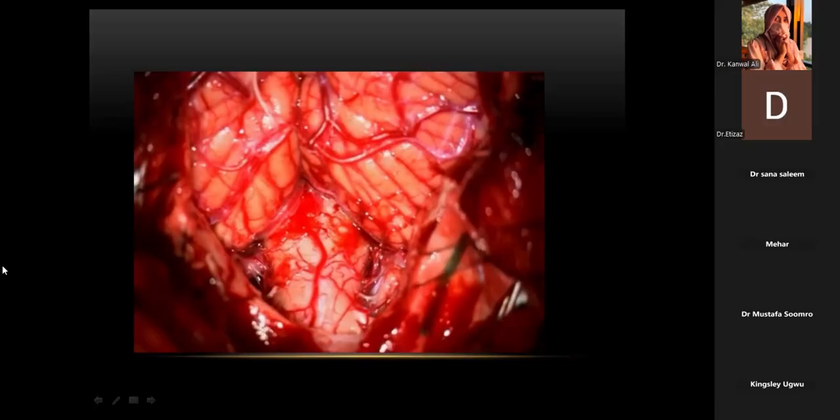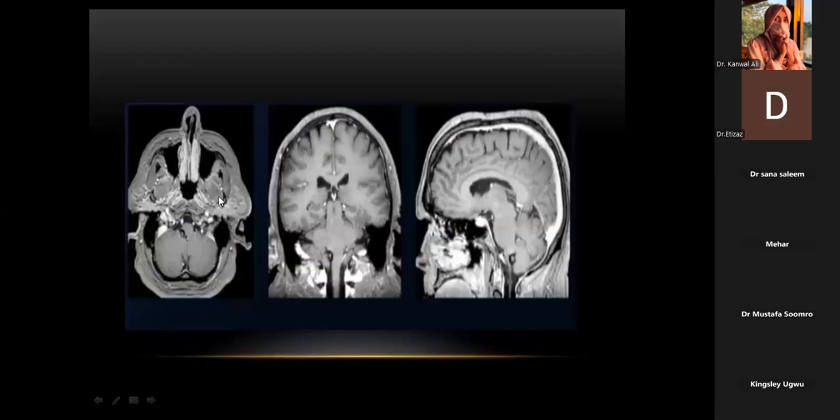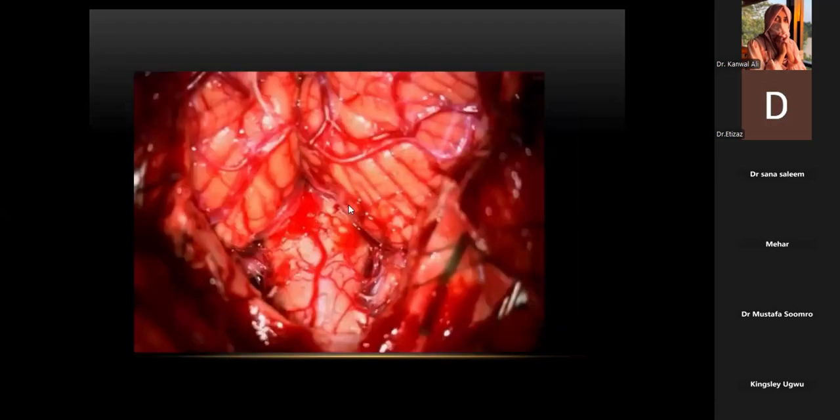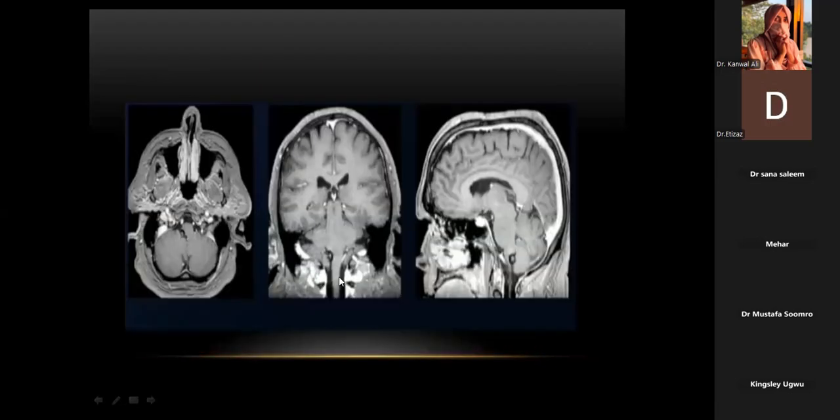Okay. Yes, this is the lower part of the medulla. So this is the MRI of the patient. Can anyone interpret this MRI?